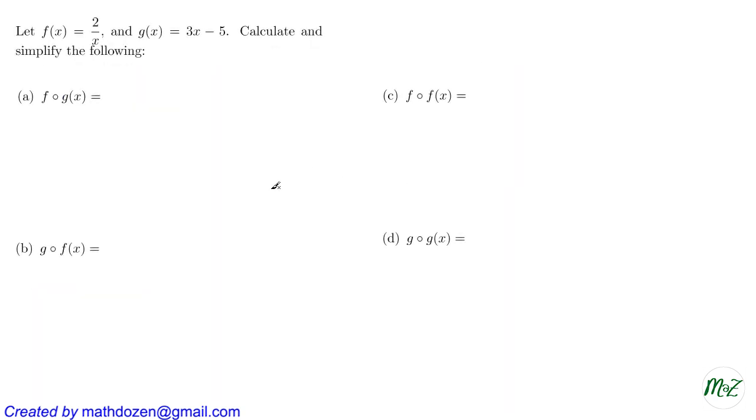We're going to use the following two functions, f and g, to calculate the following four compositions. So we have f of x being 2 over x, and g of x being 3x minus 5.